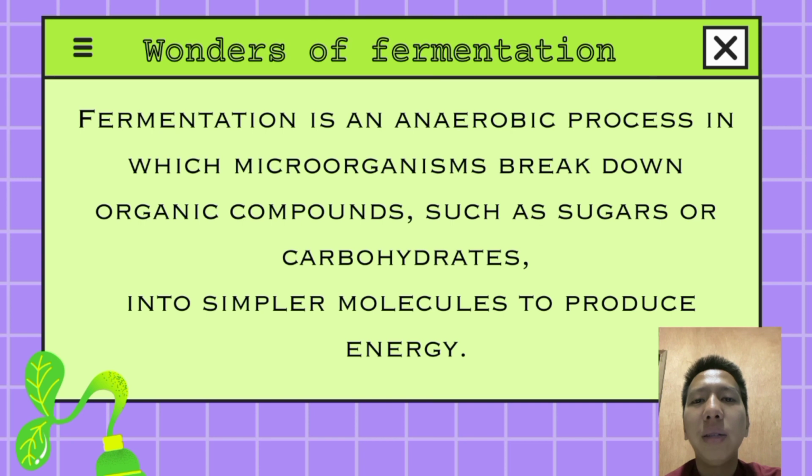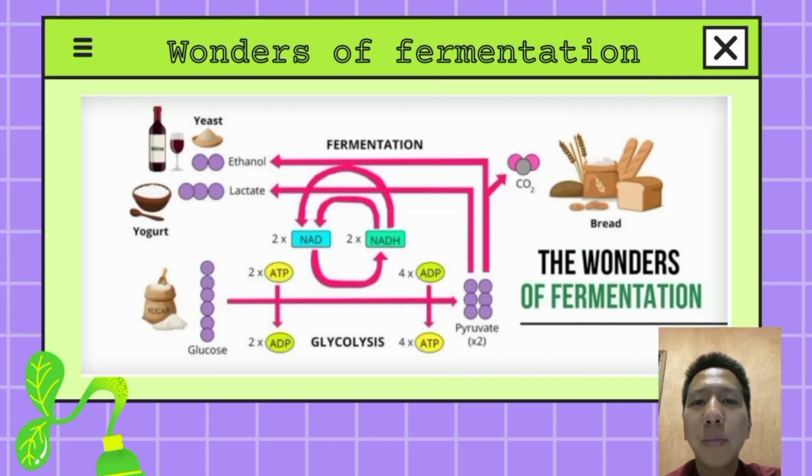A. Food and beverage production. Fermentation is used in the production of various foods and beverages. For example, yeast fermentation is employed to make bread rise by producing carbon dioxide gas, and it is also used in brewing beer, making wine, and fermenting dairy products like yogurt and cheese.